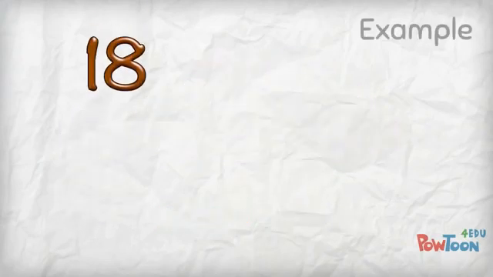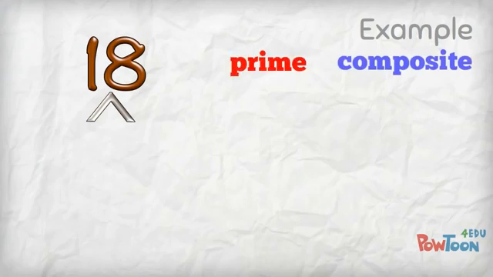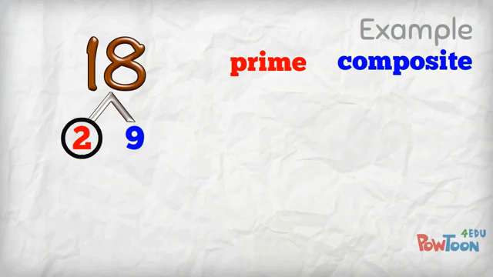18. We split 18 into factors until we can't split any more. I am using red for prime numbers and blue for composite numbers. I say to myself, 18 comes from 2 times 9. I circle 2 as a prime number. I will come back to it later.